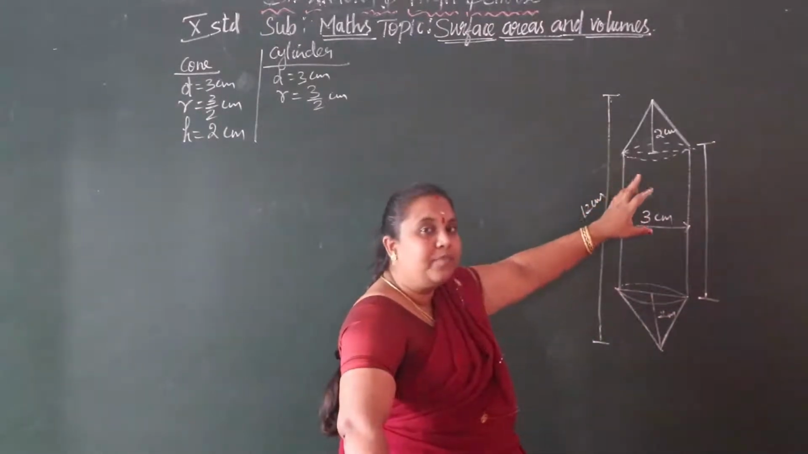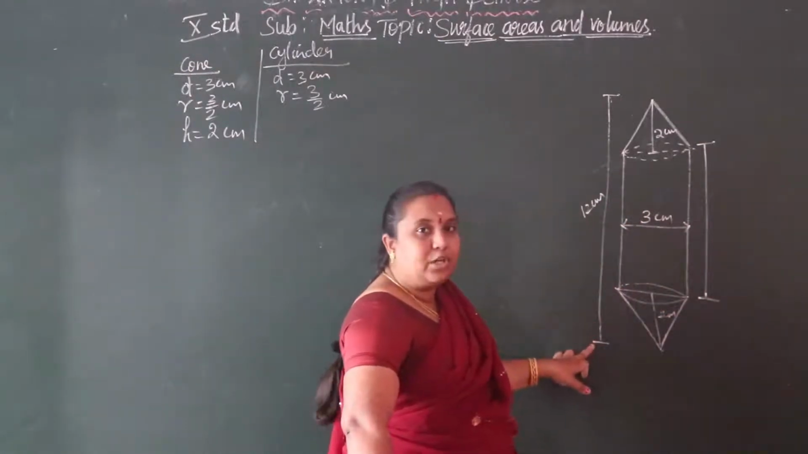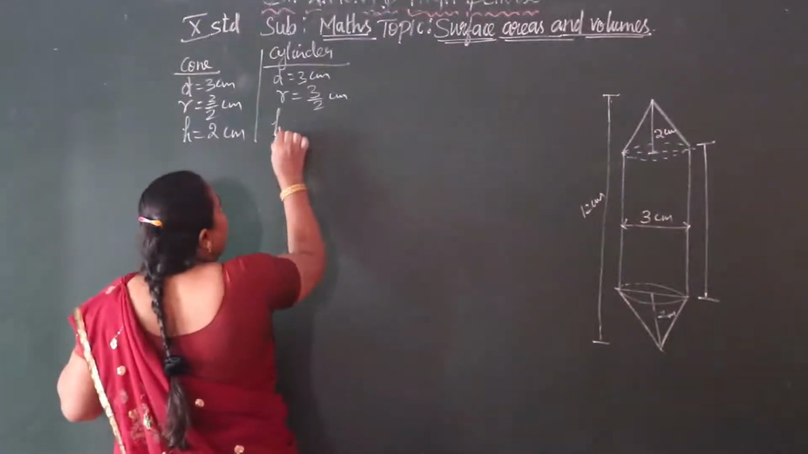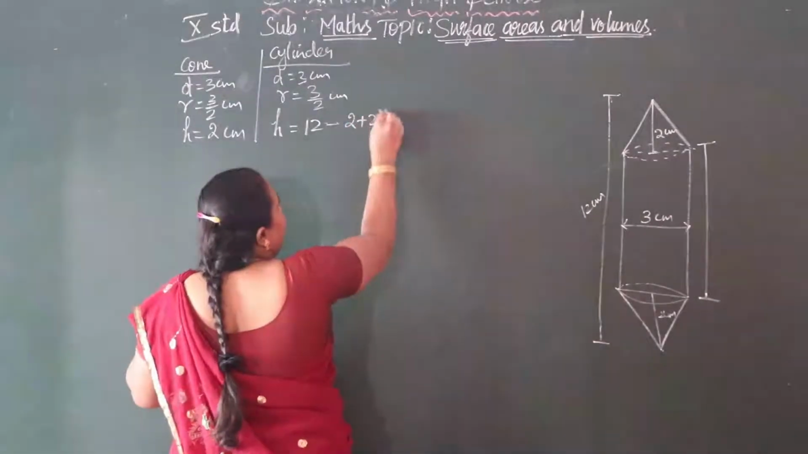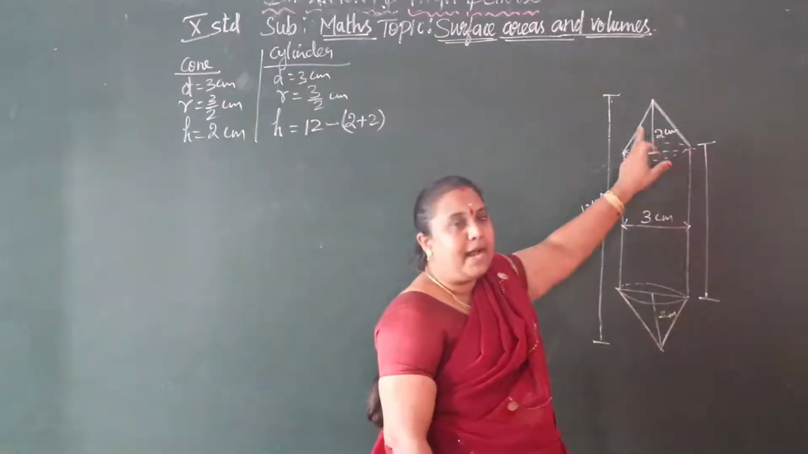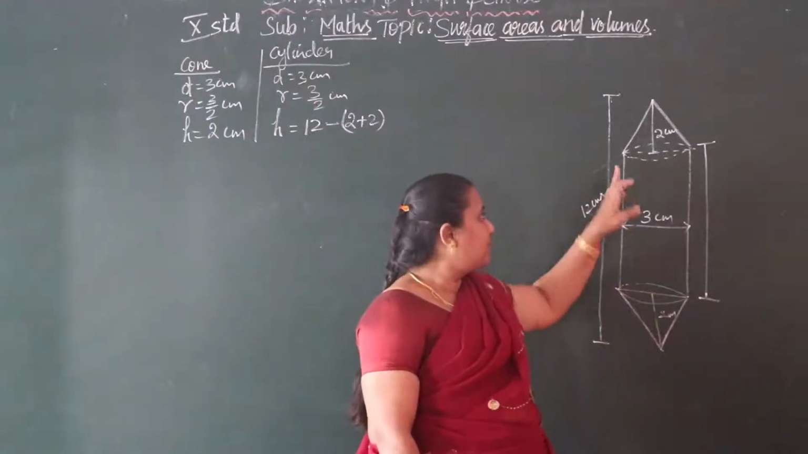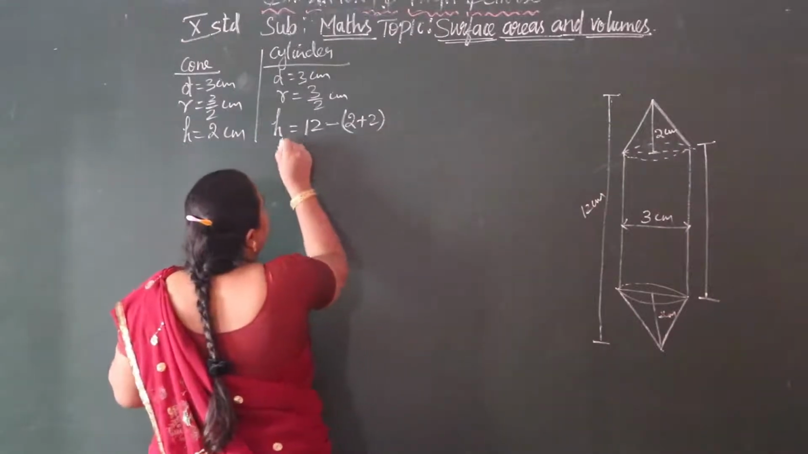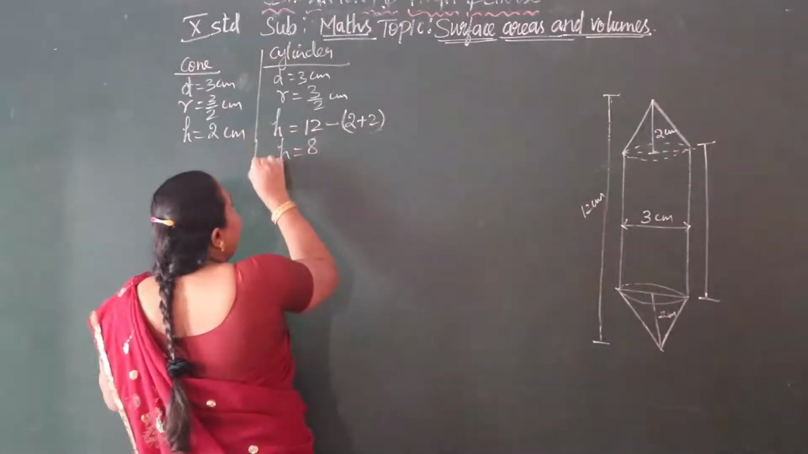Subtract the heights of the two cones attached to the cylinder from the total height of the model. The total height of the model is 12 centimeters. So h equals 12 minus 2 plus 2, where 2 centimeters is the upper conical part and 2 centimeters is the lower conical part. We subtract these two from the total height of the model to get the height of the cylinder. So h is 12 minus 4, which is 8 centimeters.